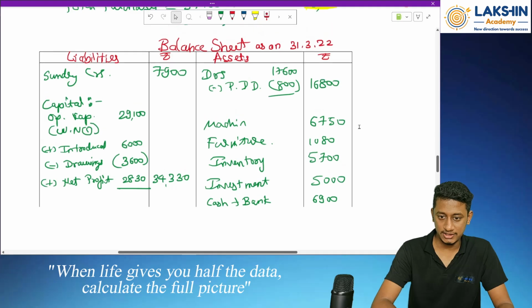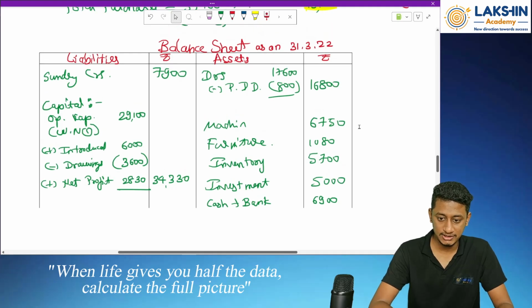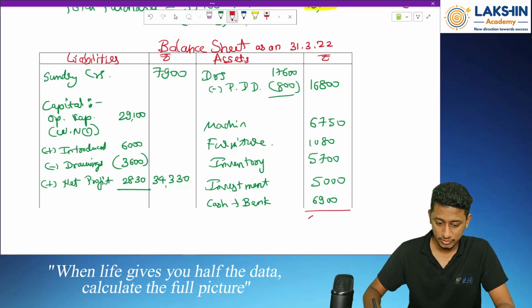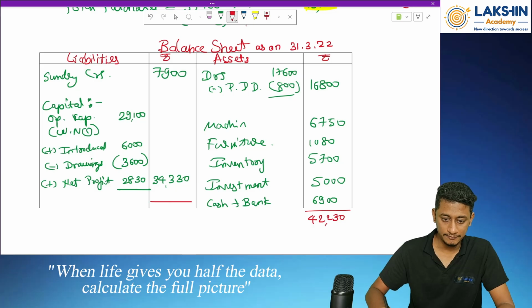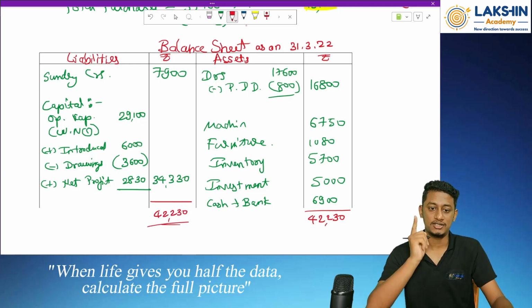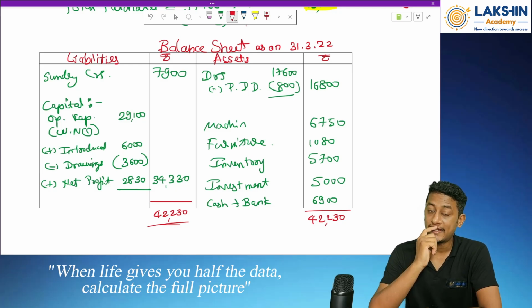For the asset side, 16,800 plus 6,750 plus 1,080 plus 5,700 plus 5,000 plus 6,900. That would be how much? 42,230. Then on this side, 34,330 plus 7,900 is how much? 42,230. So my balance sheet is tallying. So this is how you prepare your accounts for single entry.